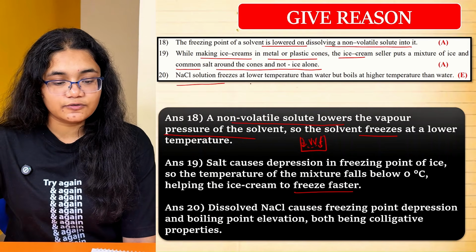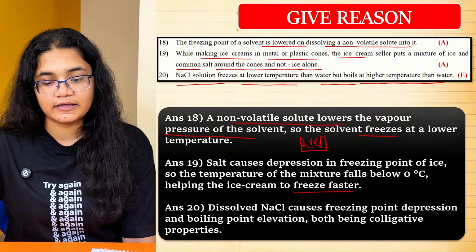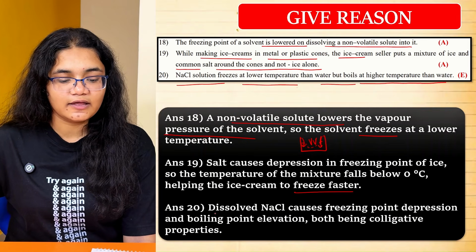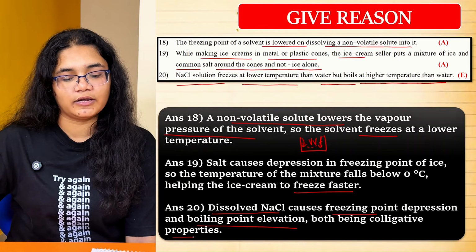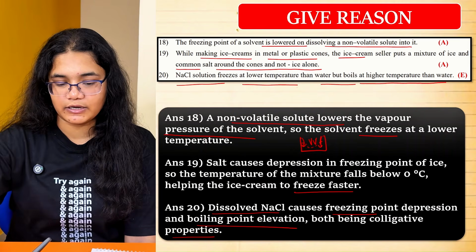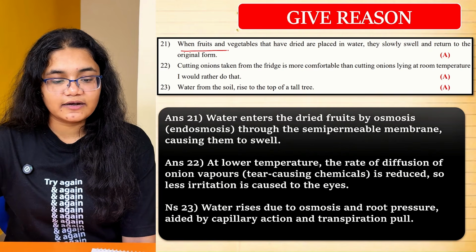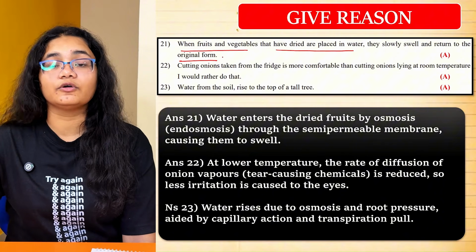Next, NaCl solution freezes at a lower temperature than water but boils at a higher temperature than water. Yes, this is because when you dissolve NaCl, it causes depression in freezing point and elevation in the boiling point. So that is why there is a decrease in freezing and increase in boiling point.